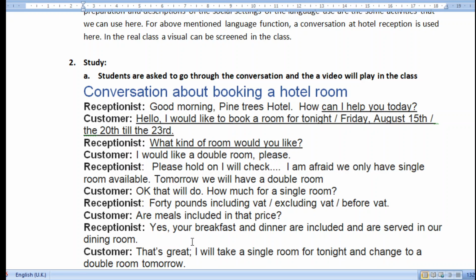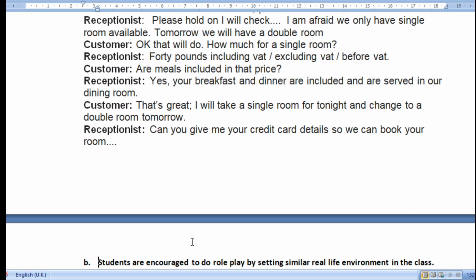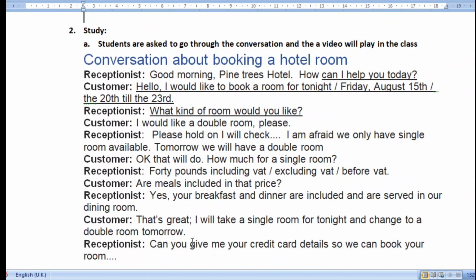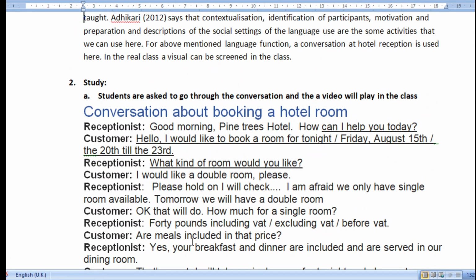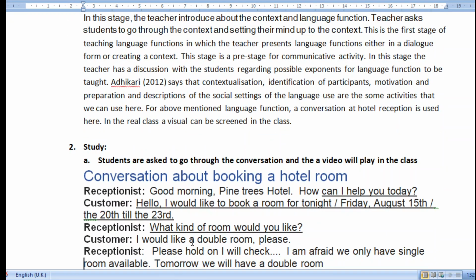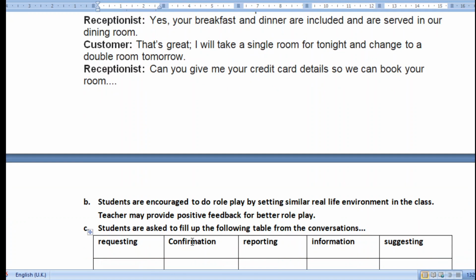Please go through this conversation on your own. And number B, what we are going to do: this is not B, this is a subheading of this study. In case there are no subheadings, but in study, number A is the first subheading, and number B the second subheading. So students are encouraged to do role play.